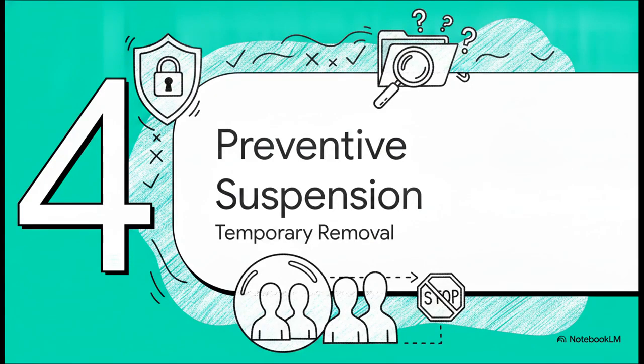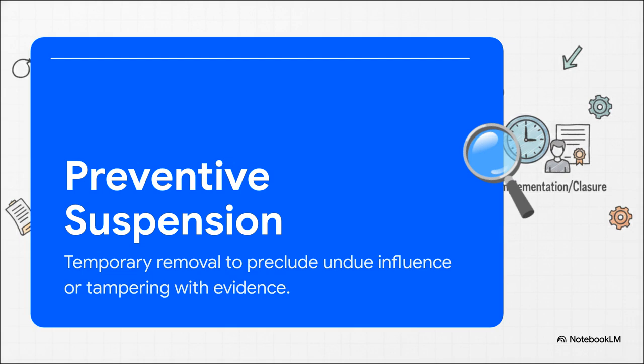Section 4. Preventive suspension explained. Temporary removal. This is a highly misunderstood concept. Under Section 16, a preventive suspension temporarily removes the respondent from their office. But listen closely. This is absolutely not a penalty yet. It's purely a protective measure. It's used to stop a respondent from, say, intimidating witnesses or shredding documents while the investigation is still ongoing.